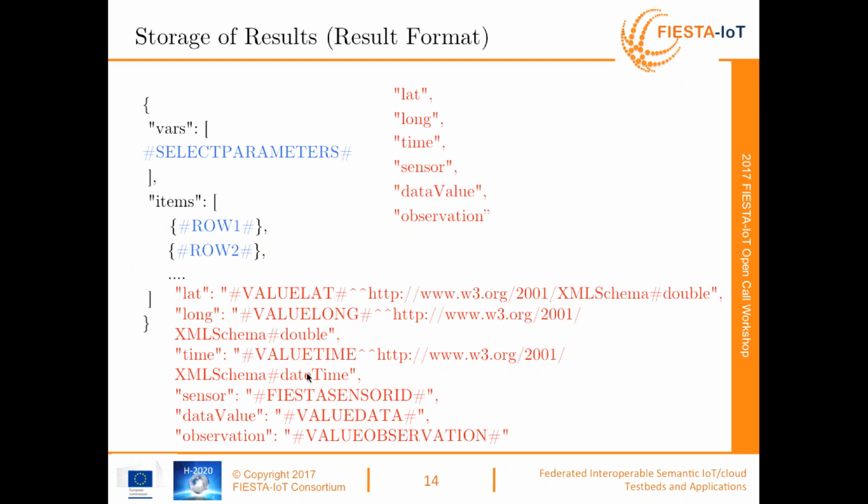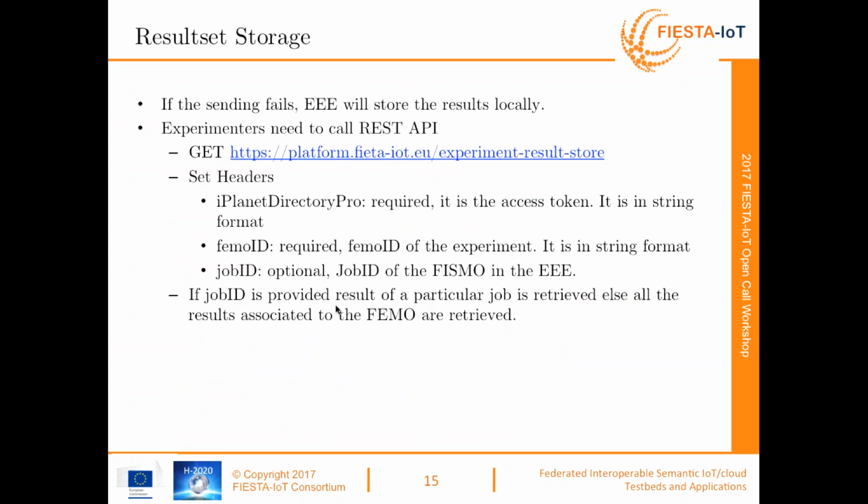Okay. So the API to access this is basically the experiment result store. It's a GET API. You just need to provide your token, the ID, the FEMO ID, and the job ID. This is something I will show you how to get. It's very easy, and I'll walk through a piece of the experiment that I have created for this demo and show you how to get that.